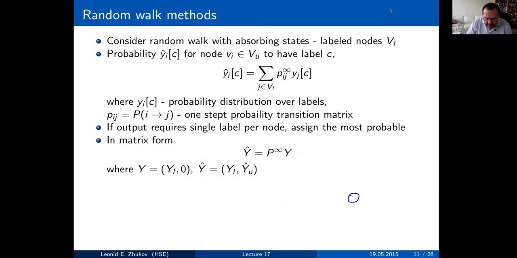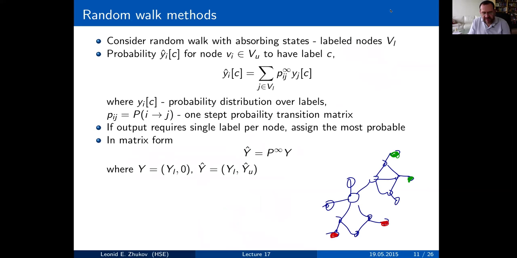Here is a very cute idea and explanation. I like it because you can either do hardcore numerical computations to get this method working, or you can just do simulation. So imagine that this is our graph, and we have green and red labels. The goal is to label, say, this node. So the question is, what color to label this node?